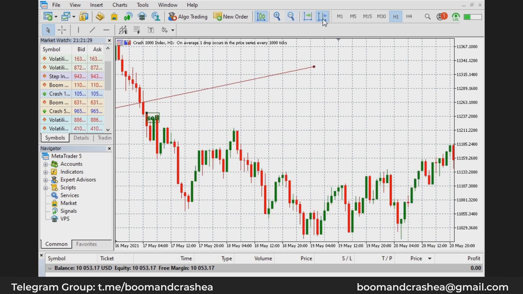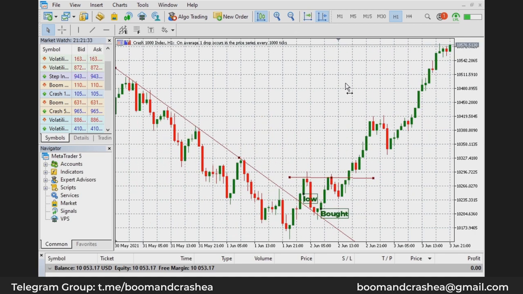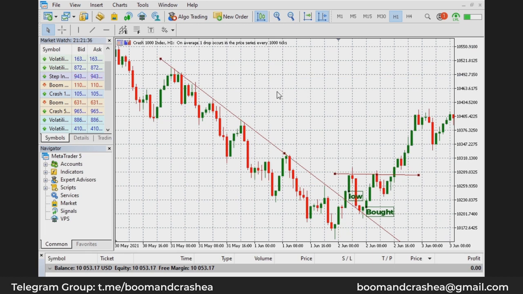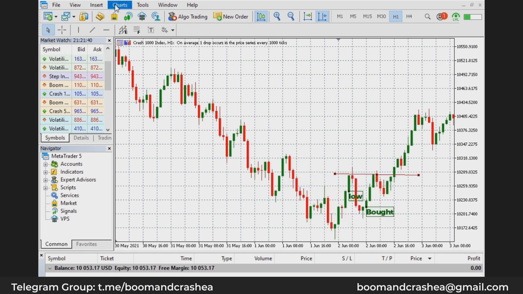Then I want to talk about the wave principle, which is very simple. This is going to happen with the wave principle. Let me delete everything. Objects, delete all. I'm using H1. That's my standard time frame.